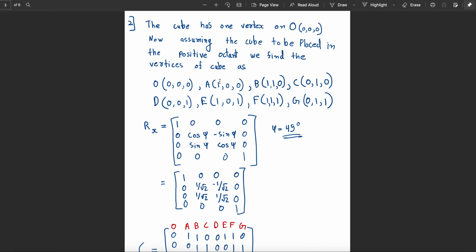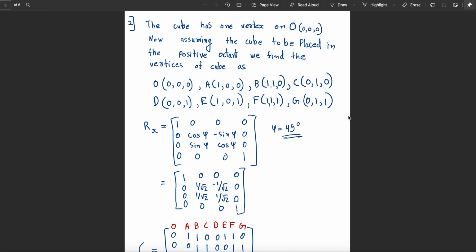So the length of each side is one. So we get the eight vertices of the cube as follows: (0, 0, 0), (1, 0, 0), (1, 1, 0), (0, 1, 0), (0, 0, 1), (1, 0, 1), (1, 1, 1), and (0, 1, 1). So these are the eight vertices of the cube. Now we find the rotation matrix.